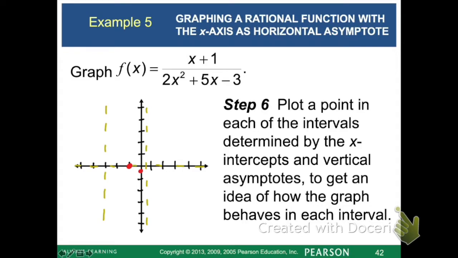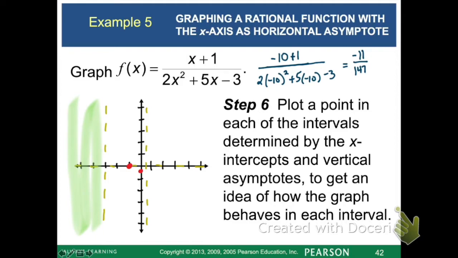Now, step 6 tells us to plot a point in each of the intervals determined by the x-intercepts and the vertical asymptotes to get an idea of how the graph behaves in each interval. So pretty much we're going to go through and discover what our graph is doing in each of these intervals. Let's start with this interval over here on the left side of our x equals -3 asymptote. I'm going to pick a number over here and see what happens as x is heading out to infinity. I can pick any number. I think I'm going to pick -10.